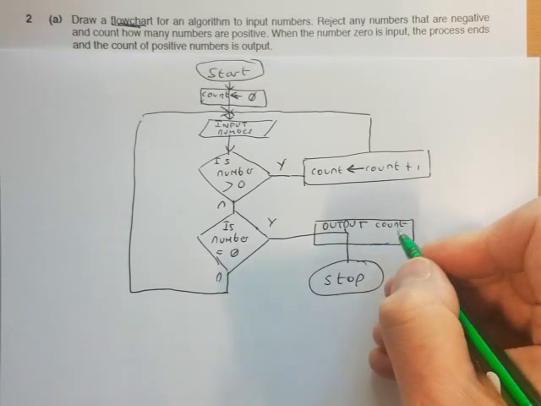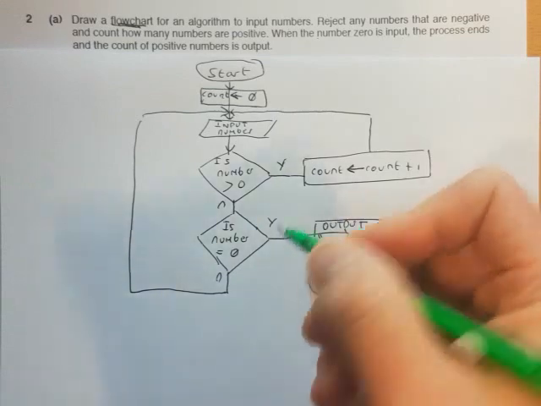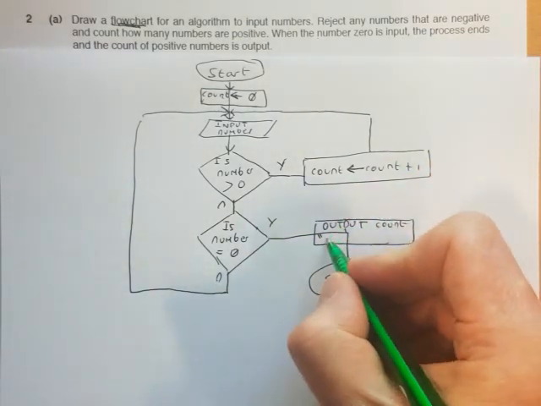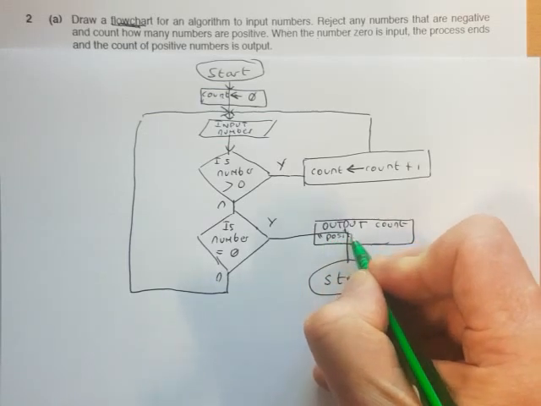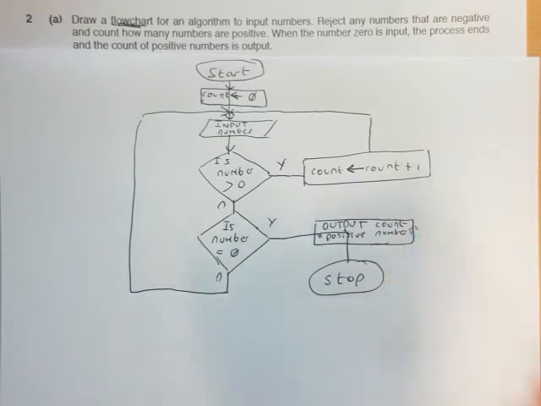You should get full credit for putting the value of the variable, but you can also put in quote marks. So let's say there were 3, output the number 3 and positive numbers. So the text in quotes is also output, and that should get you full credit.